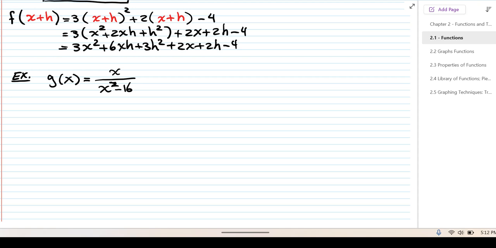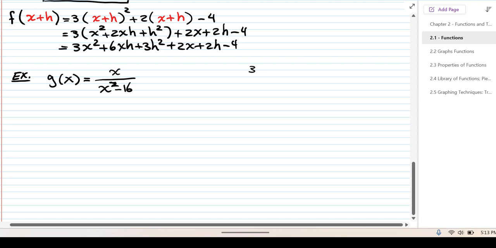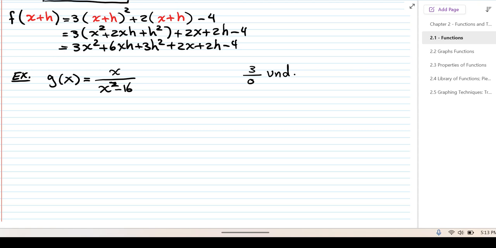So the question is, in the case of fractions, how can we get division by 0? Because we know division by 0 is undefined. So for instance, 3 divided by 0 is undefined. So drawing from what I just wrote here, we're going to see what makes x squared minus 16 equal 0.